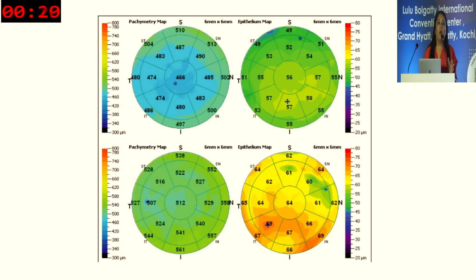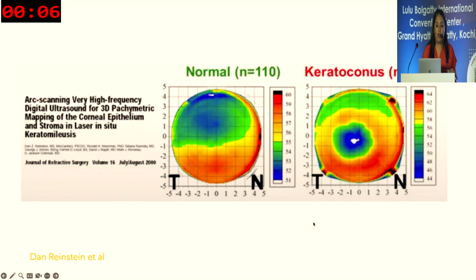This is what the normal epithelium looks like. It is thicker in the inferior part because of the pressure of the lids, right? So this is what a normal epithelial map is like, and you should hold this as a reference. In keratoconus, this was actually by Dr. Dan Reinstein way back in the year 2000. They noticed that the epithelium over the cone is thinner, and there is a donut-shaped thickening around it. This is in stark contrast to the normal profile of the epithelium.